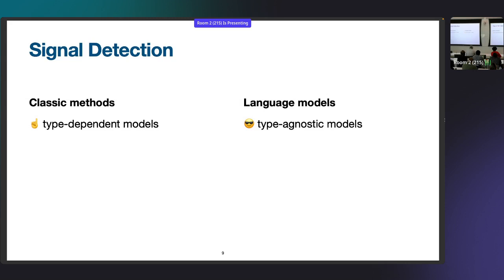Instead, the language model is type agnostic. This means that regardless of the signal type that we want to extract, we can use these language models just by querying them using prompts. The classic methods also need tedious data annotation, whereas language models use a zero-shot approach where there is no need to pre-train the model in order to query it.